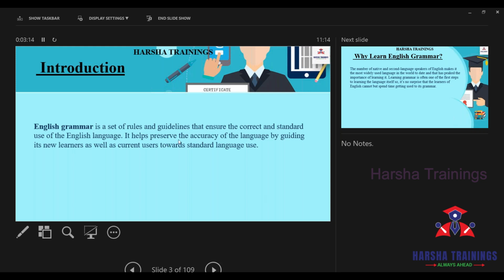So it helps us to preserve the accuracy. It should not be like we follow one grammar rule and the other person follows another. Then that will not be a rule. A rule is for everybody, it's common. So there are specific standard rules in a language which everybody follows, to make it easier for everybody to understand and to communicate. So it helps us to preserve the accuracy of the language by guiding its learners as well as the users towards standard language use. So everything should be standardized.